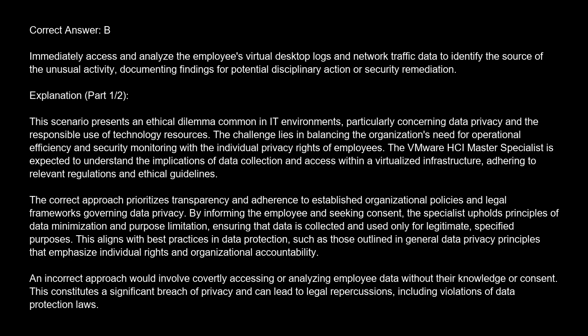Explanation. This scenario presents an ethical dilemma common in IT environments, particularly concerning data privacy and the responsible use of technology resources. The challenge lies in balancing the organization's need for operational efficiency and security monitoring with the individual privacy rights of employees. The VMware HCI Master Specialist is expected to understand the implications of data collection and access within a virtualized infrastructure, adhering to relevant regulations and ethical guidelines.